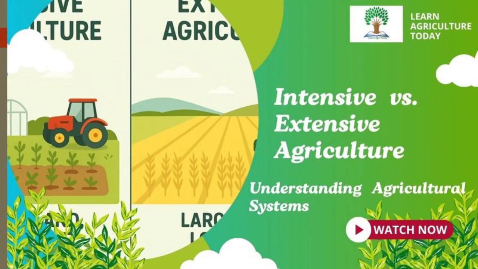Intensive versus extensive agriculture. Hello friends. Today we are going to learn about two major types of agricultural systems. 1. Intensive agriculture. 2. Extensive agriculture. Agriculture can be classified according to how much land is used and how many resources, inputs, are invested. The two systems are different in terms of land size, labor, technology, production, and environmental effects.